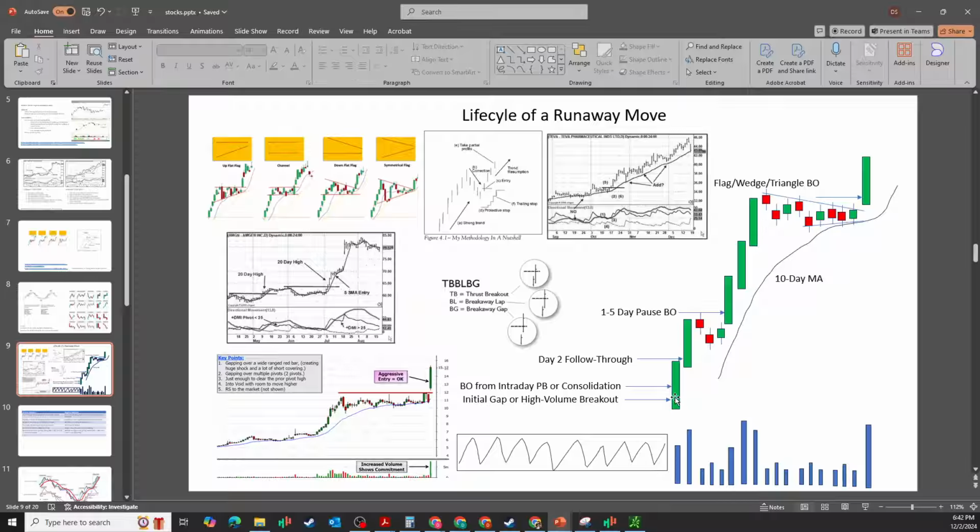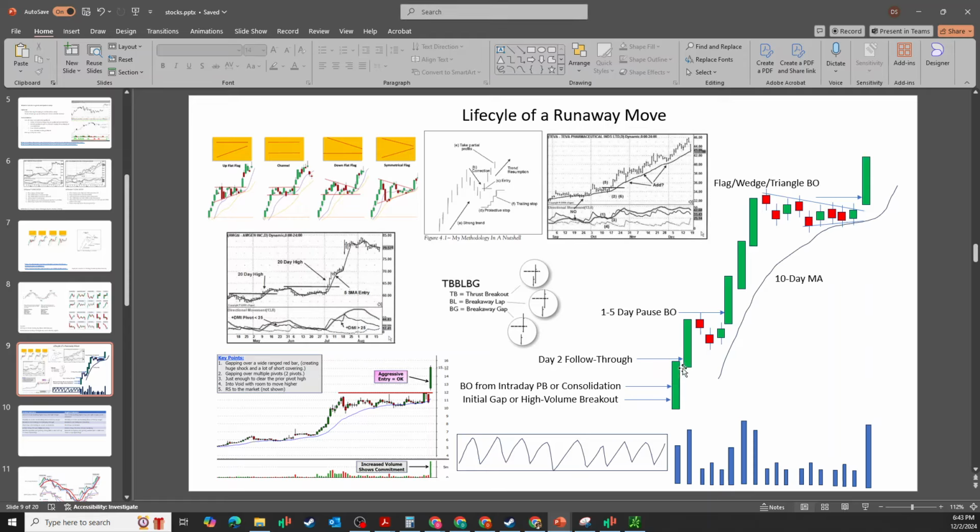So again, as we start the impulse, the beginning stages of a breakaway or a runaway move or a momentum sequence, it's typically going to start in this way. There's going to be a gap or a range expansion on really high volume above some sort of basing area or downtrend or things like that. That's going to be your first opportunity to get into this trade.